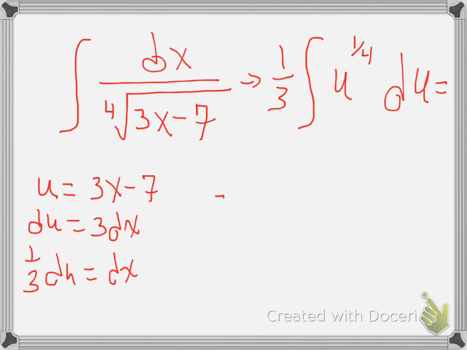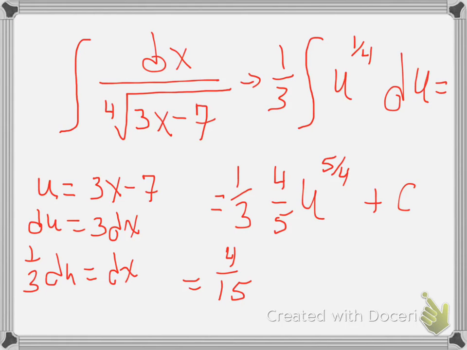du. So now 1/3 comes along, I add 1 to the exponent and I get 5/4. I multiply by the reciprocal, that's 4/5. I add c, so 1/3 times 4/5 is 4/15. Substitute back in for u, 3x minus 7 to the 5/4 plus c. Alright.